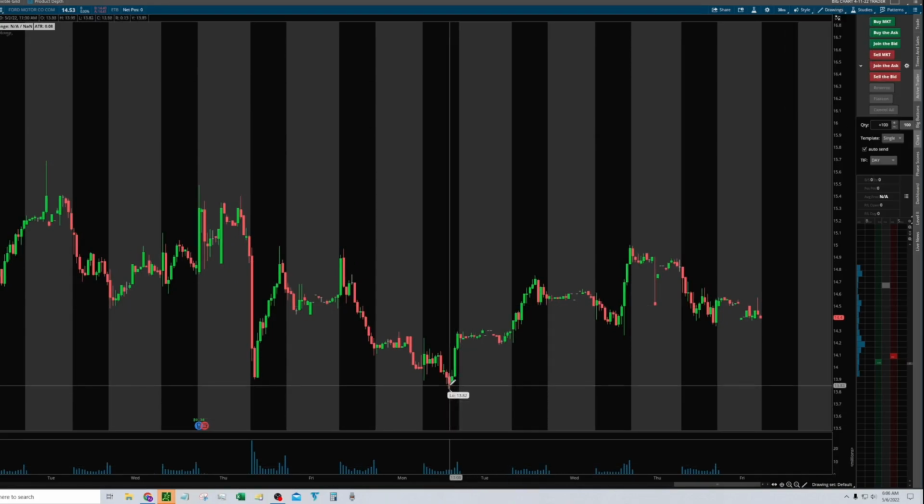So I'm going to jump into a stock here. This is Ford, stock symbol is F. Sorry if it's cut off there on the top left.